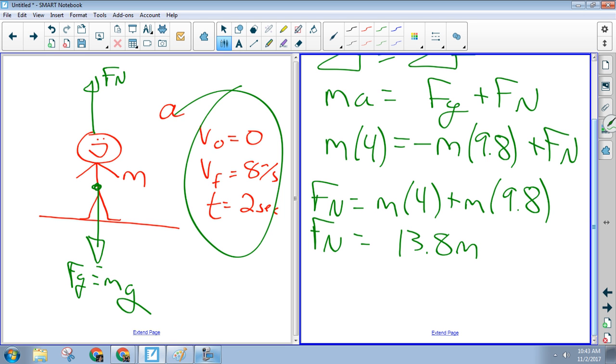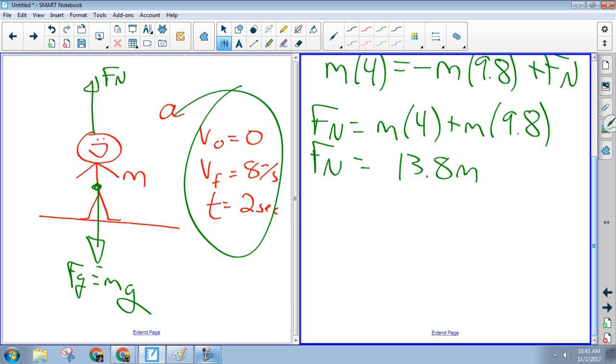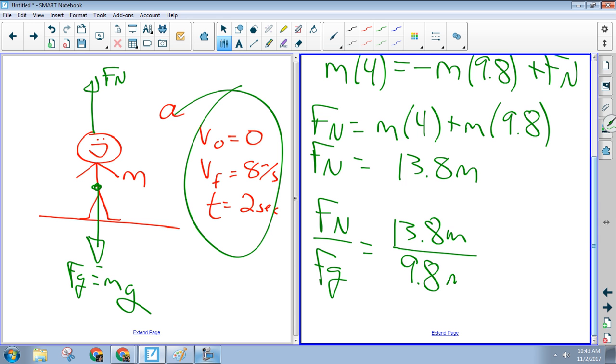All right, so the question didn't ask for the normal force. It asked for the ratio between the normal force and force of gravity, right? So Fn over Fg then is 13.8 M over 9.8 M. M's cancel, and there's your ratio.